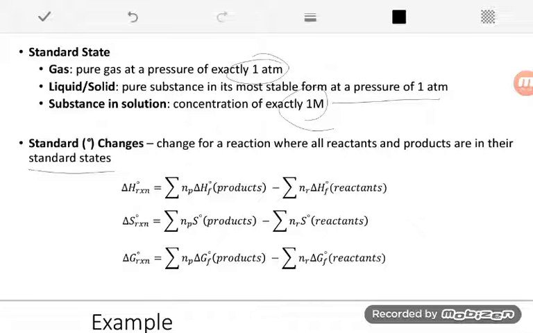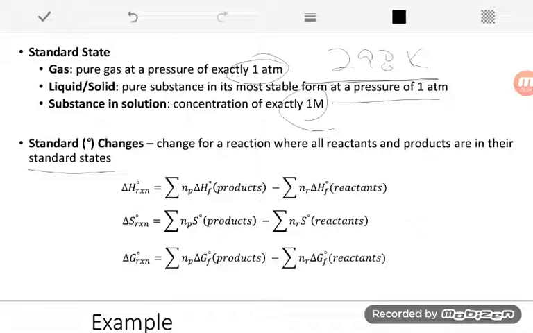Most of the time, it's implied that the standard state is 298 Kelvin. Occasionally, you'll see it for 273 Kelvin, but 298 Kelvin is a little more common. So that's typically what we assume. So that's what my standard states are.